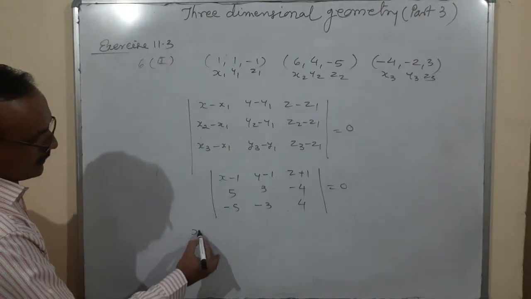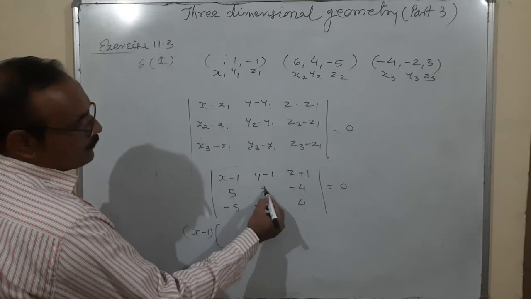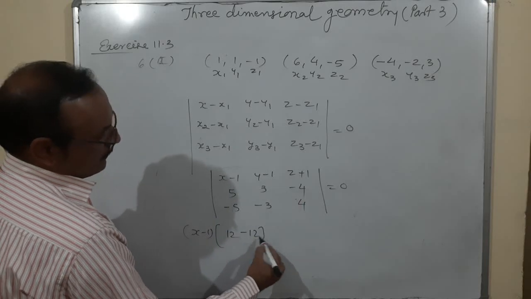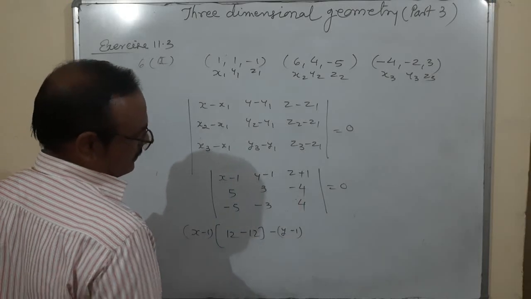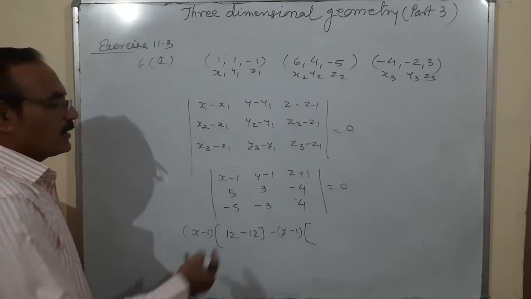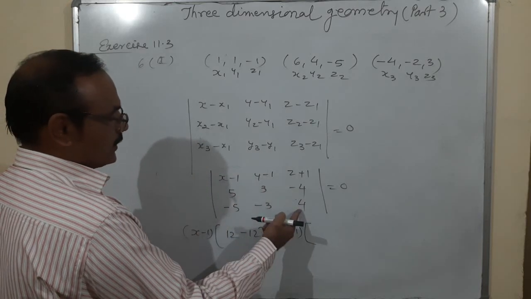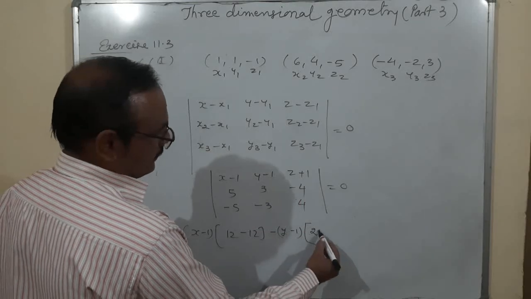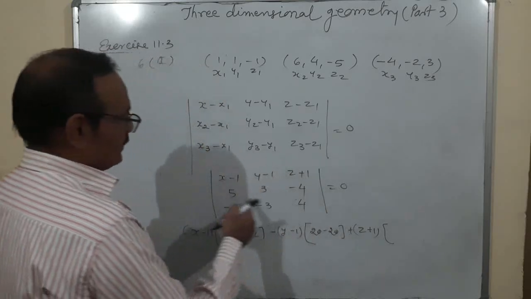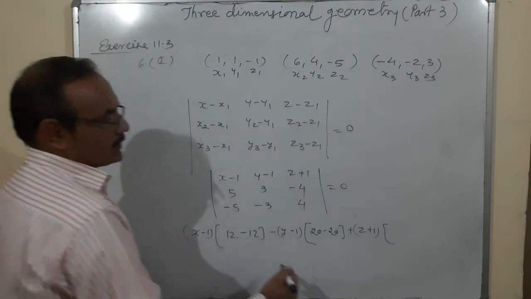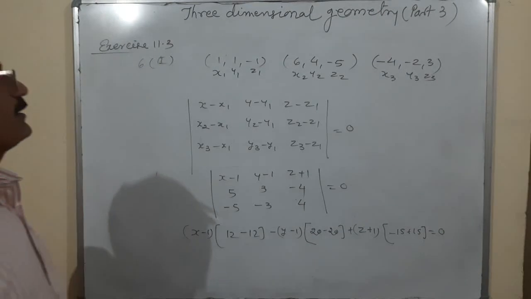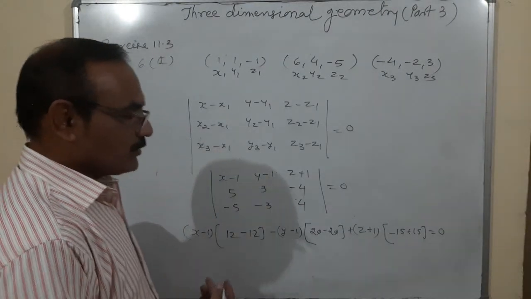I'll solve the determinant. x minus 1, leaving this column and row: 4 threes are 12, so it is minus 12. Minus (y minus 1) into j. When I take y minus 1 into j, what happens? It is 5 fours are 20, and minus 20. And plus (z plus 1) taking k: it is 15 minus 15, and plus 15, is equal to 0. So what does it mean? It is 0, 0 and 0.